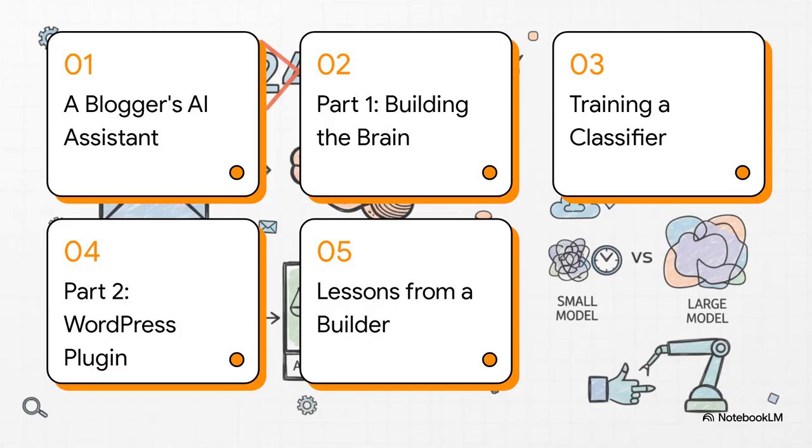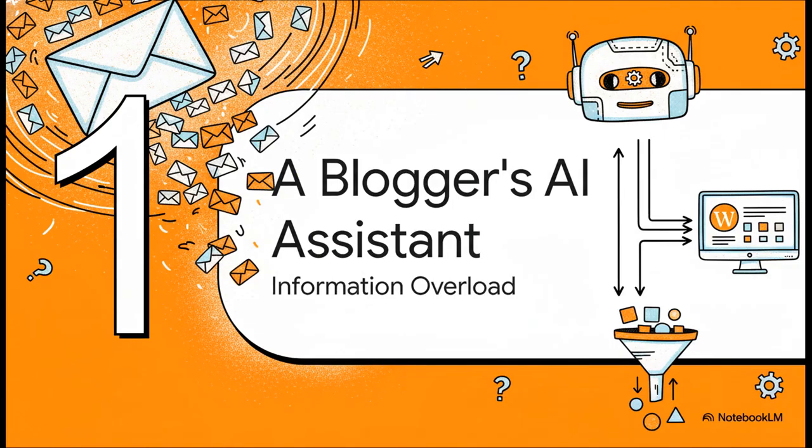All right, here's the game plan. We're going to follow his journey in 5 parts. First, we'll get a handle on the problem he was facing. Then, we'll see how he actually built the AI's brain and then trained it. After that, we'll look at the WordPress plugin that brought it all to life. And to wrap it up, we'll go over the key lessons he learned along the way. So, let's set the scene.